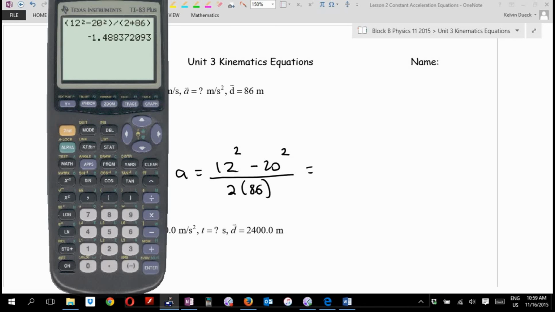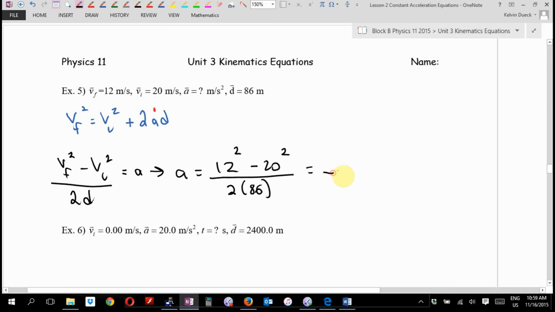Yeah, you know what? I should have expected a negative acceleration. That makes me now think I did it right. Because I used to be going 20, now I'm going 12. I slowed down. Negative. Is that right? Negative 1.48, and so on. I'll go negative 1.49, I guess. Really, I should go negative 1.5. But it's negative.